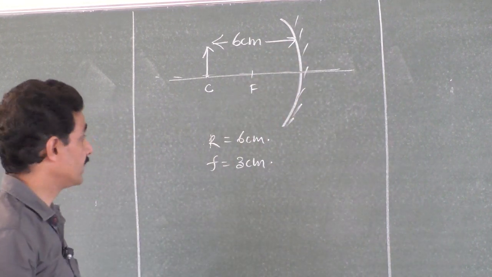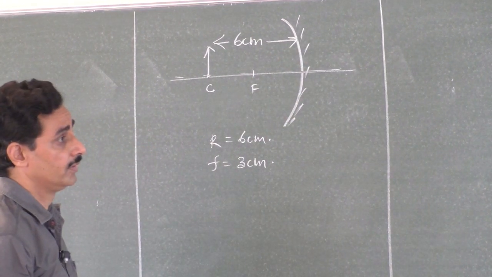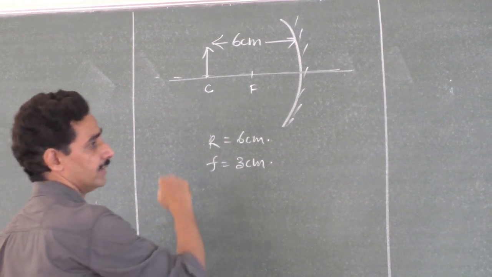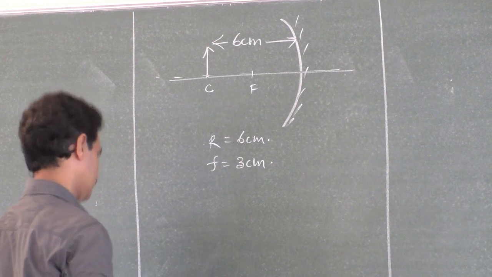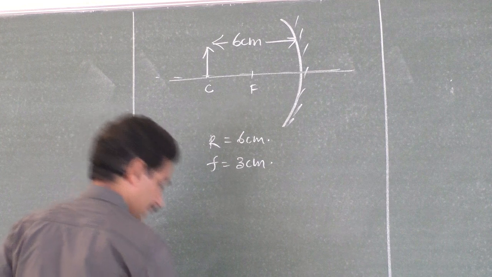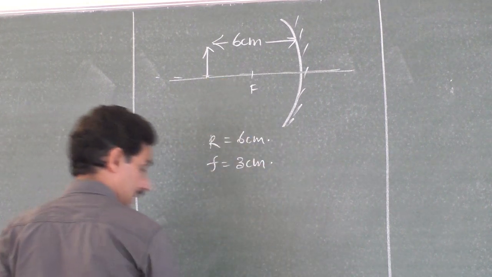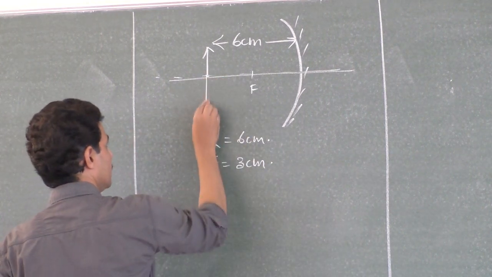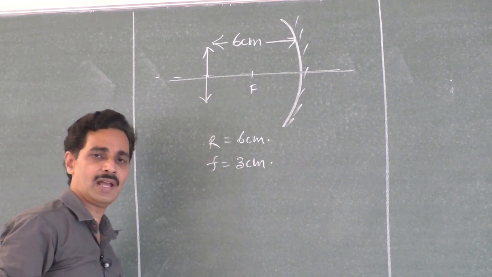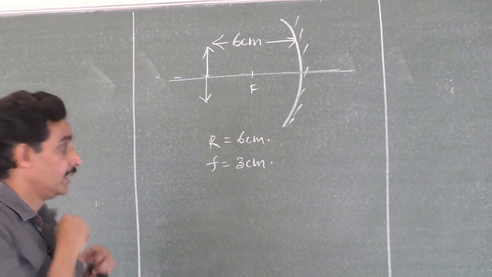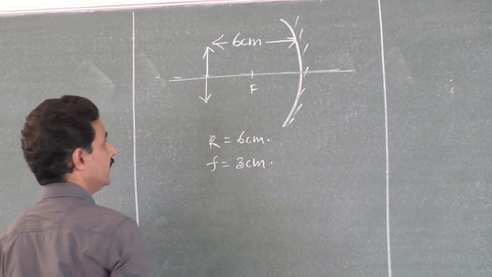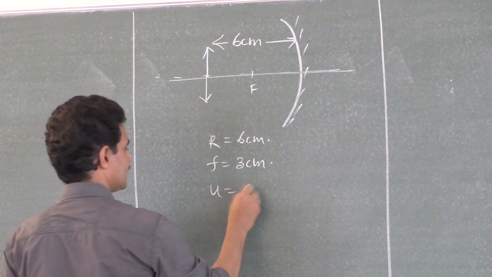So an object is kept at a distance of 6 centimeter in front of a concave mirror of radius 6 centimeters. Find the position, nature and magnification of the final image. Of course, you know, when the object is kept at C for a concave mirror, it is the only case which produces a real image of the same size. So the image is also formed at C, same sized but real, on the same side as the object. Image is formed here only. So the object distance is 6 centimeters.